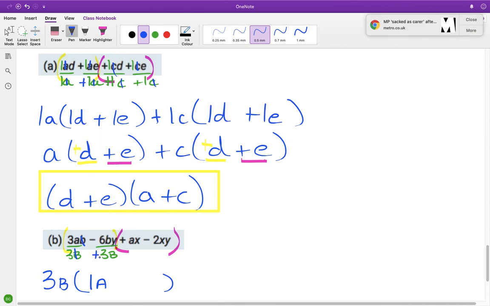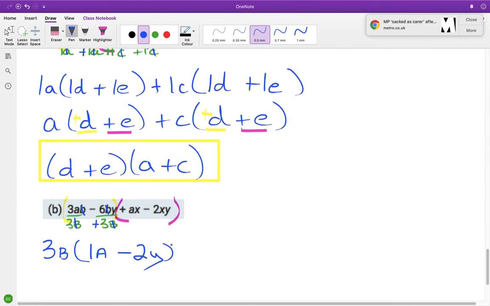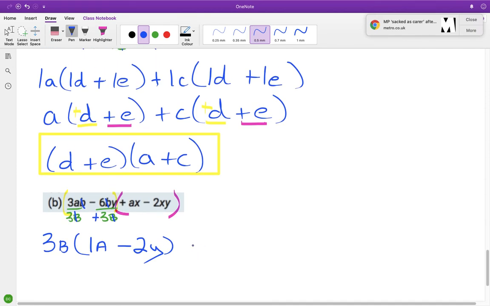This 3B is a plus 3B, so these signs are different. Getting minus. 6 divided by 3 is 2. The B's will cancel, leaving me with Y. Okay, so the second bracket has 2 different signs. So pick. I'll go with plus. And there's a little invisible 1 here.